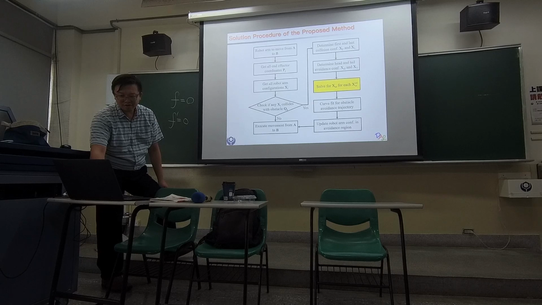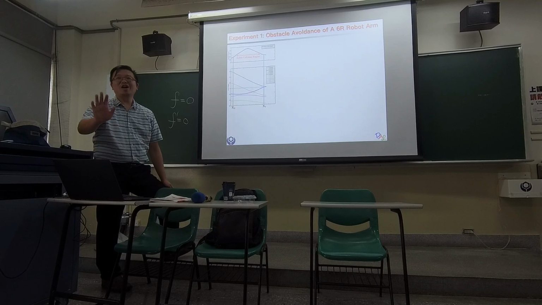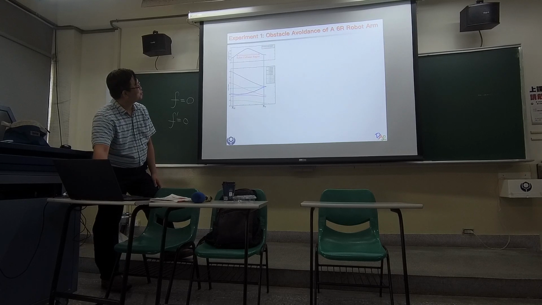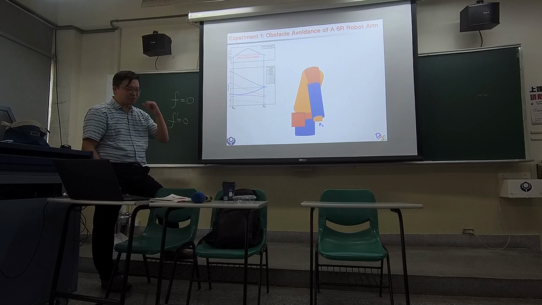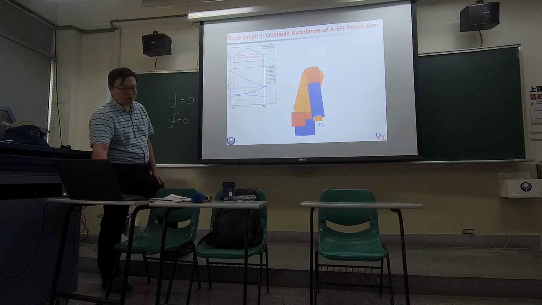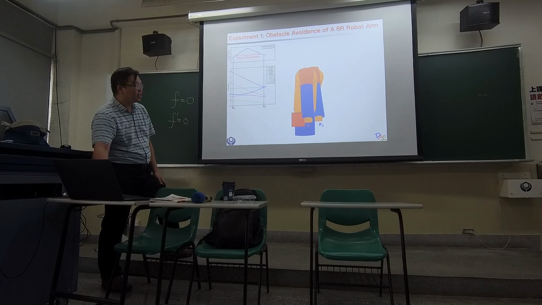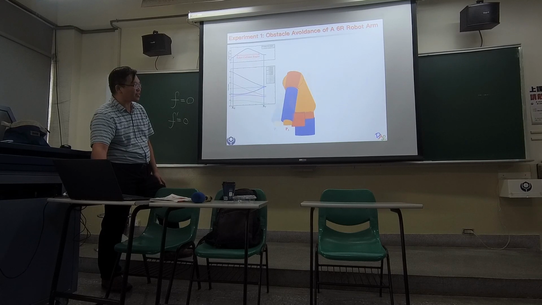Now, time for animation. So here's one robot, and the red box is an obstacle. So originally, it is supposed to move like this, okay? From right to left.